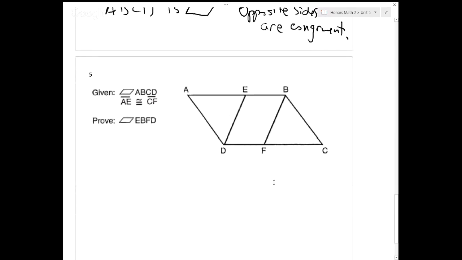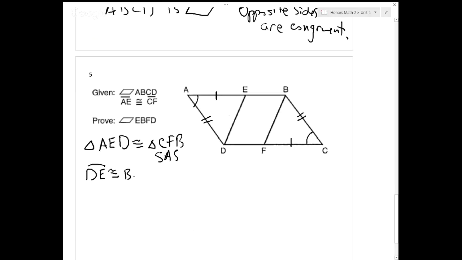Okay, now to number 5. So we got ABCD as a parallelogram. We got AECF. We need to get that inside parallelogram, EBFD, to be a parallelogram. So let's see. I got opposite angles congruent, A and C. I can go opposite sides congruent, AD and CB. What that does for me here is lets me go AED triangle is congruent to triangle CFB, and that is by side angle side. From here, I'm going to go DE is congruent to BF because corresponding parts of congruent triangles are congruent. So that gets me a pair of opposite sides congruent in my parallelogram. Now if I can show EB and DF, I'm in good shape.